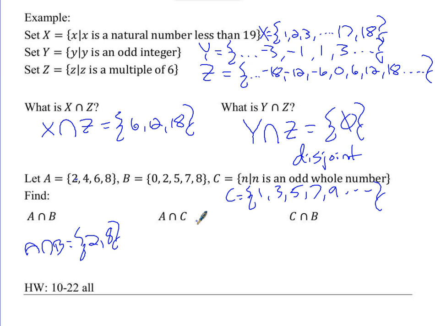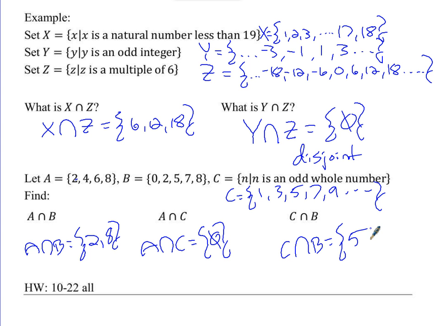Okay, A intersect C. So I'm going to write A intersect C equals, open a squiggly bracket, and what do we have? They're disjoint again because these are all even numbers here, and these are all odd numbers. So there is nothing. It's the empty set. Then finally, C intersect B. So I'm going to write C intersect B equals, squiggly bracket, what do we got? 5. Anything else? 7. Anything else? That's it.